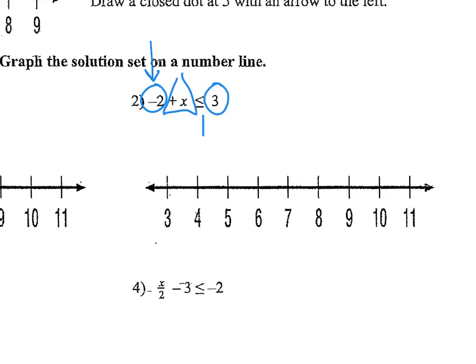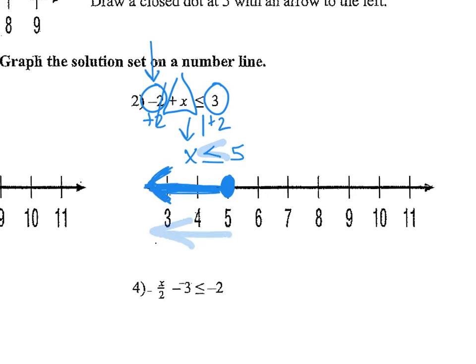Since it's negative or a minus, the opposite would be positive. Then bring everything down: x less than or equal to 5. Am I going to put a closed circle or open circle on 5? Closed, because it could be equal to 5. So 5 could be my answer, but it could also be anything less than 5. So I'm going to shade in all the numbers less than 5. I'm going to look at my sign, and that's going to tell me which direction I'm going in.